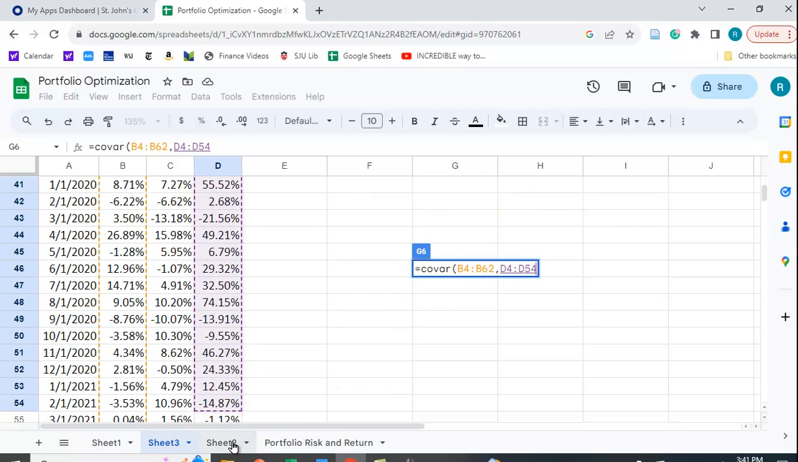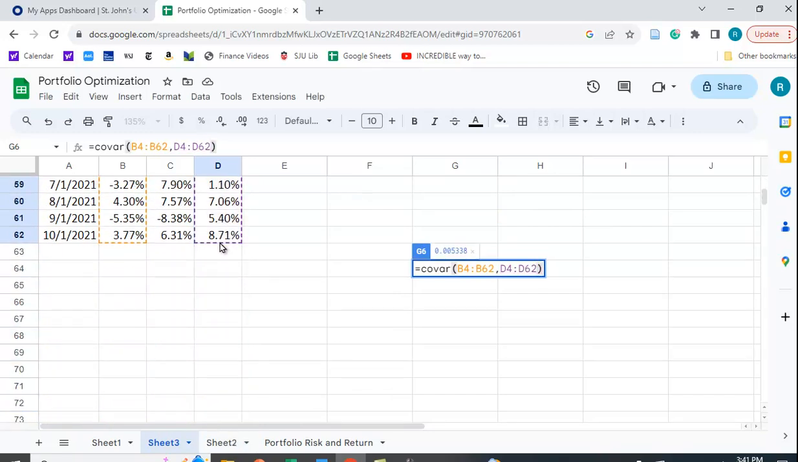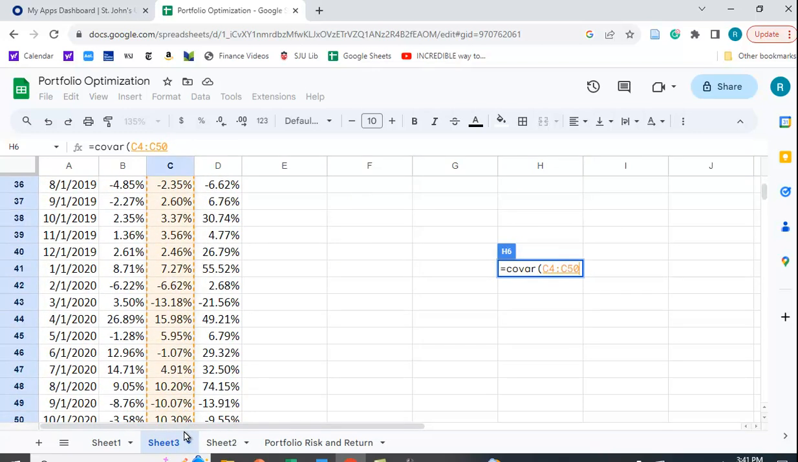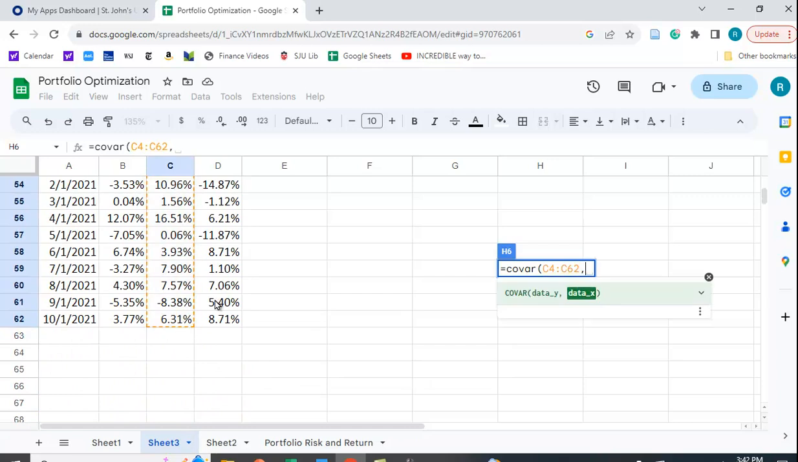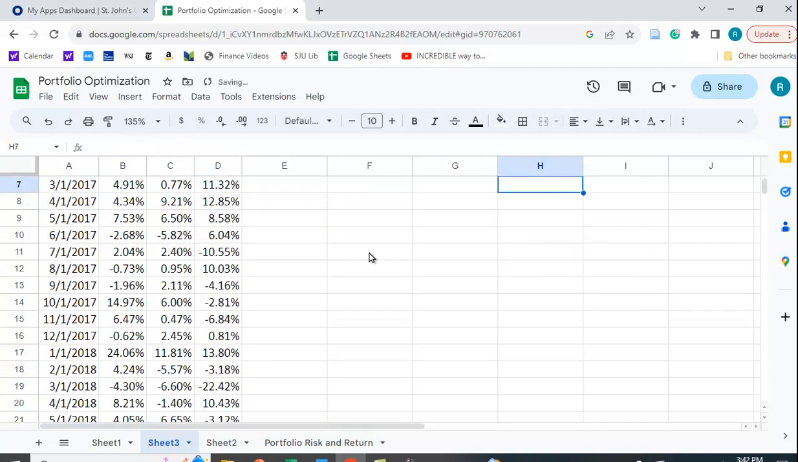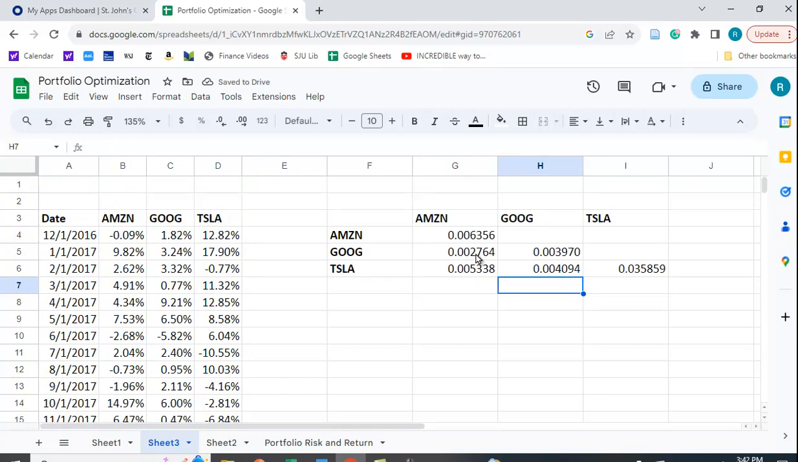So again, let me fill this in here. And then I need the covariance between Google and Tesla. Okay, so that's kind of tedious, and if you want to fill in the rest of the table, you could just say equals this and then just copy it there. I'm not going to bother with that right now. All right, so a little tedious, and again, if you had 15 or 20 companies here, that would be quite tedious to calculate each one.